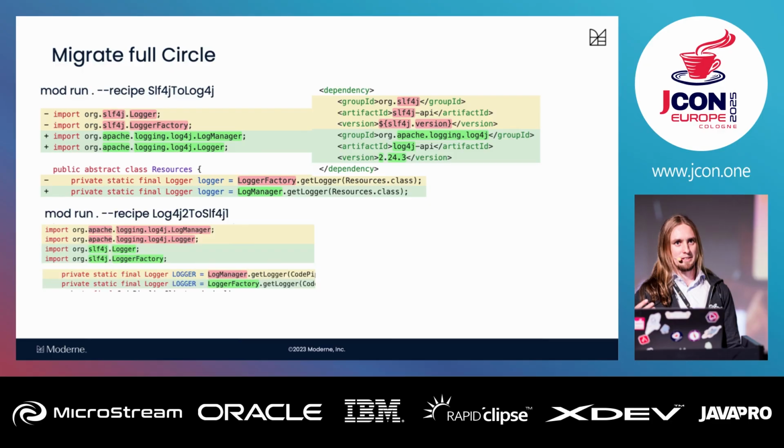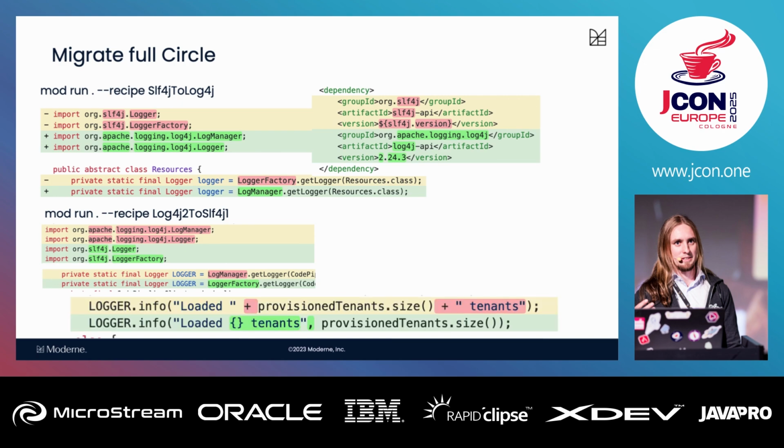Same thing on the way back. It's the same classes, not exactly, but the same project, migrated back from log4j to SLF4j. Again, the expected stuff: we are migrating the imports, the class usages, and, though it's not shown, the dependencies as well. But what's interesting, we also migrate the API usage here.